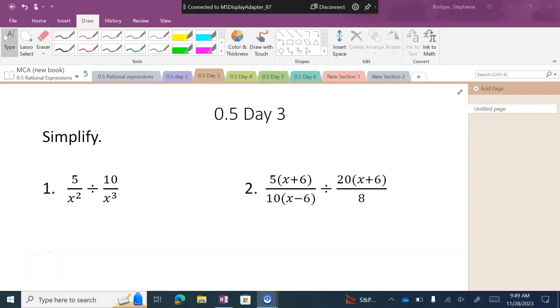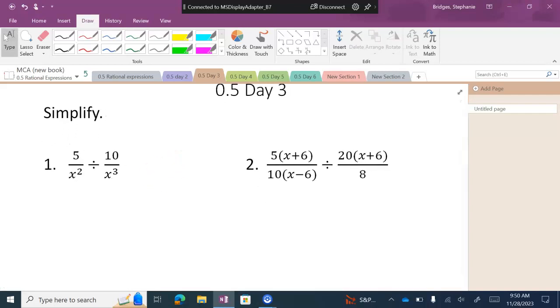Okay, so we are dividing these rational expressions. So what we have to think about, we have to remember back to how do we divide fractions? There's something we have to do. I remember, we have to rewrite the question before we can solve it, right? Or simplify. So what we do is we keep the first fraction exactly the same. Okay, you keep it the same, the first one.